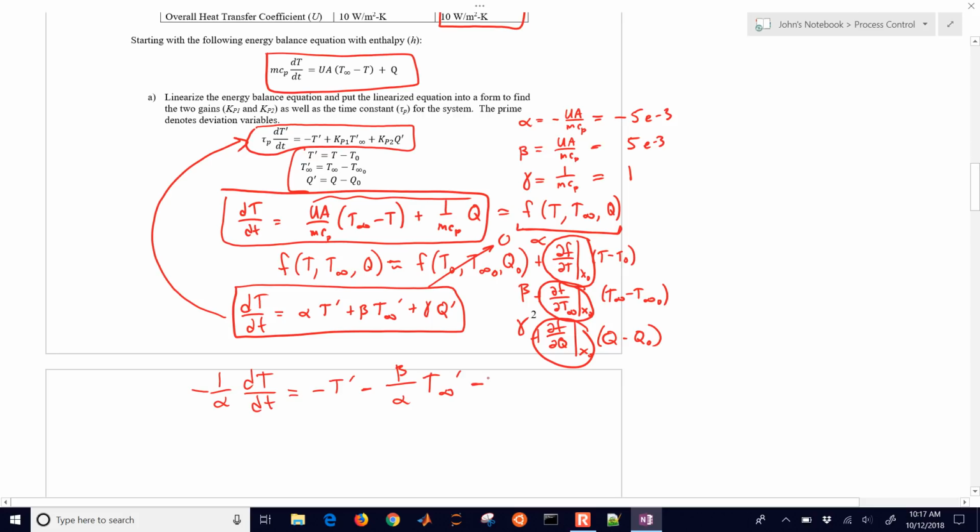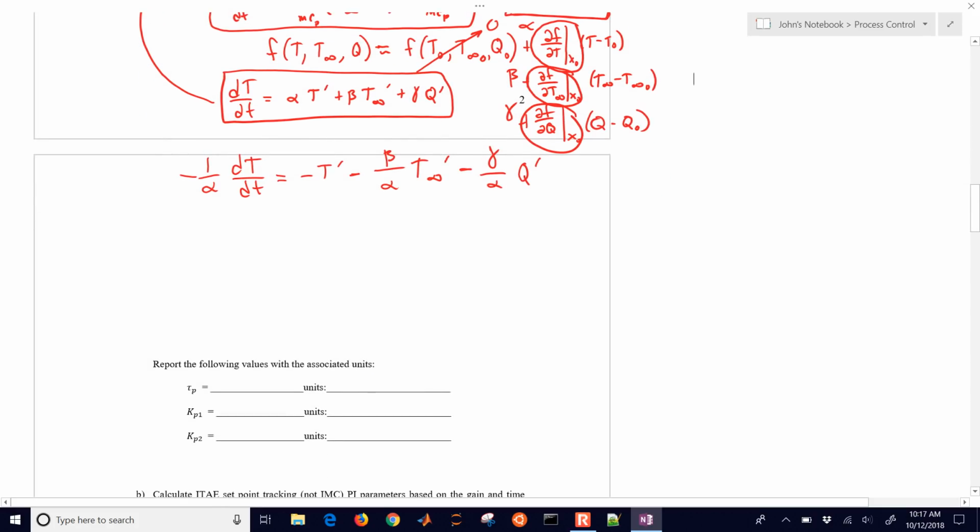And this will also be a negative: gamma divided by alpha times q prime. Okay, so we've got our model right there, and if we just rearrange that and recalculate it, the value of tau p is going to be equal to 1 divided by alpha times negative 1, and so that's going to be equal to 200, and the time units on that are seconds.